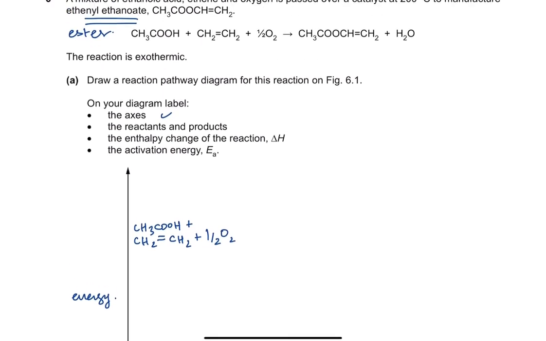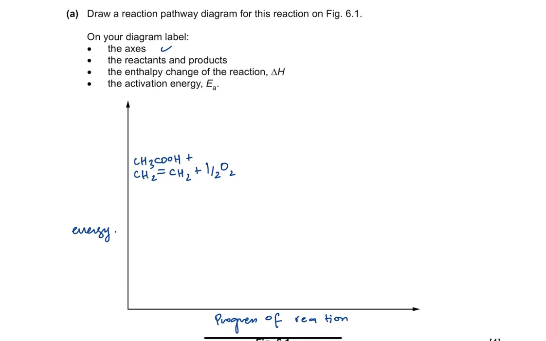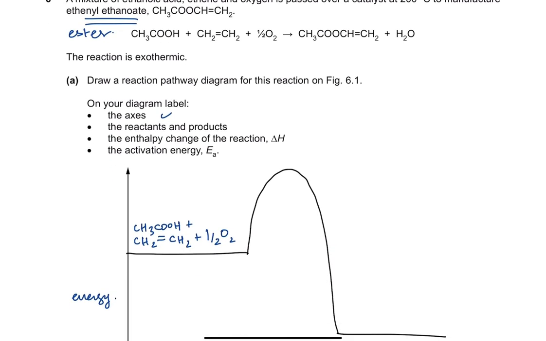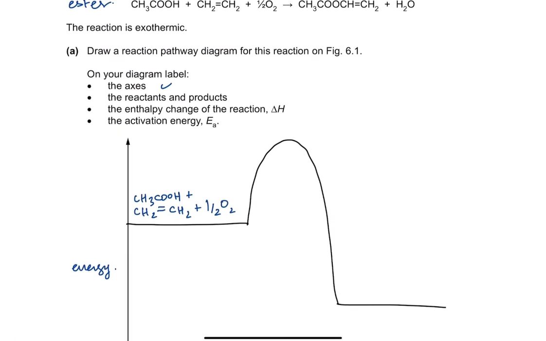These are my reactants. From the reactant level I start, I reach a peak, and then I drop, and then I make the product. The product is basically CH3COOCH=CH2, CH3COO CH double bond CH2, and the other product is water.